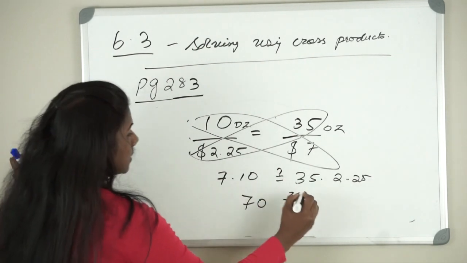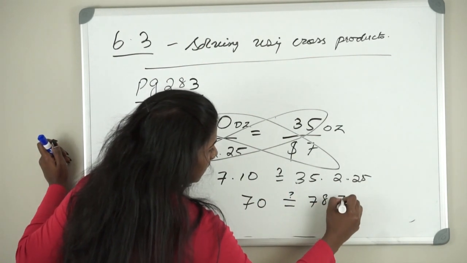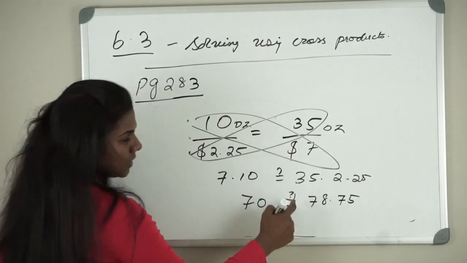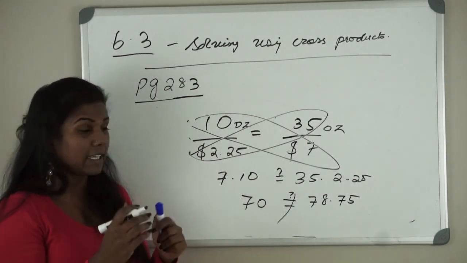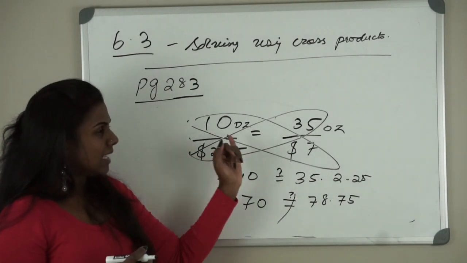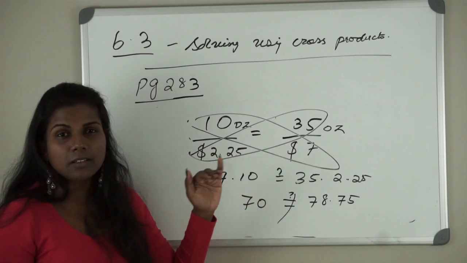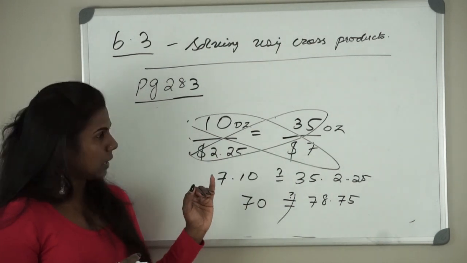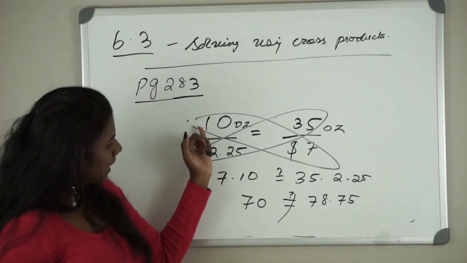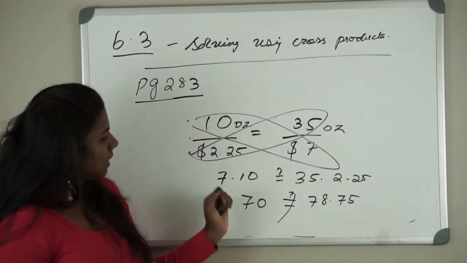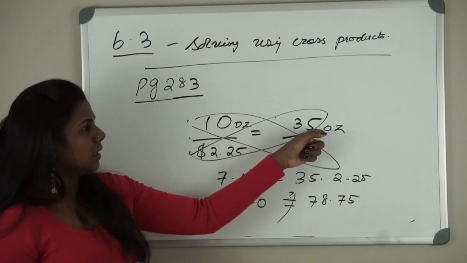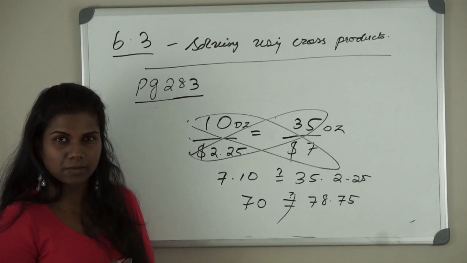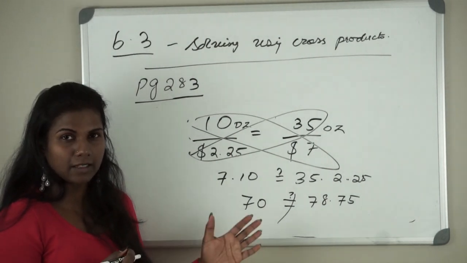Is this equivalent? We still don't know if it is equivalent. And I worked this out. This was 78.75. So this is not equivalent. So I can say these 2 ratios are not equivalent, right? So if I buy 10 ounces, then that is cheaper for me than buying this 35 ounces. Yeah? So you see that?